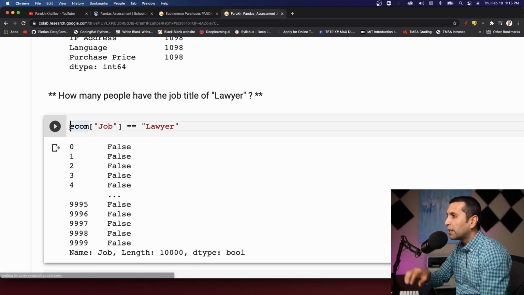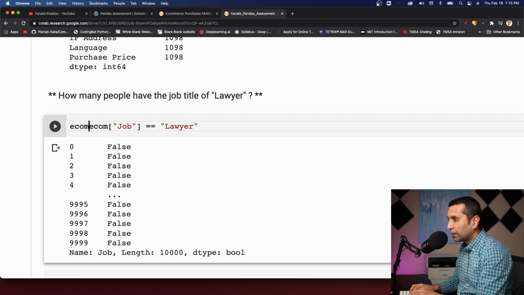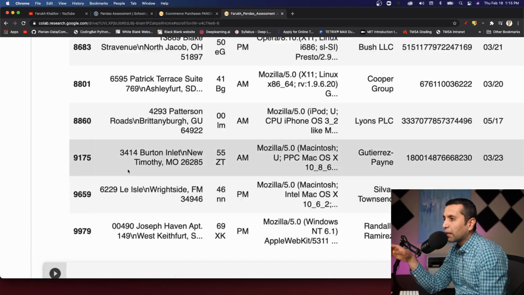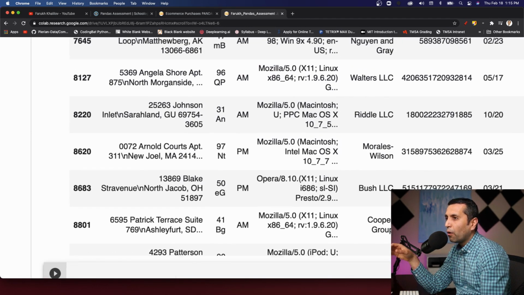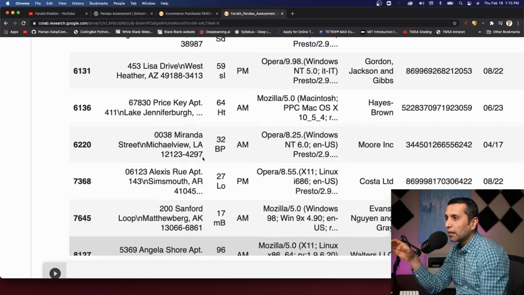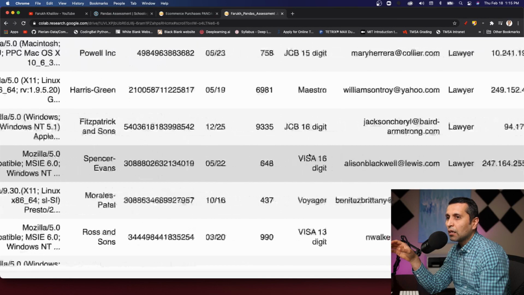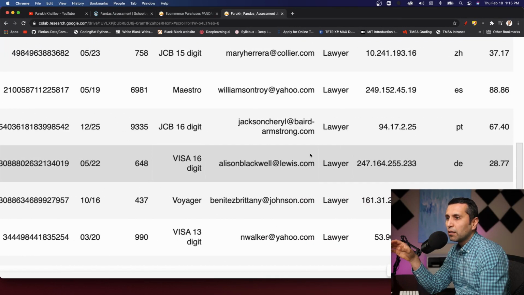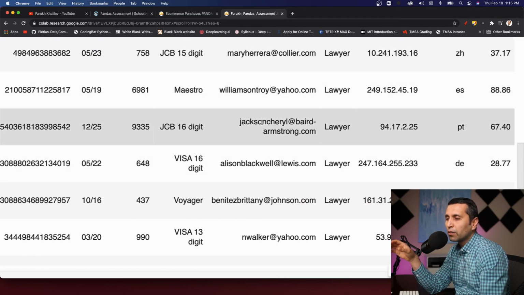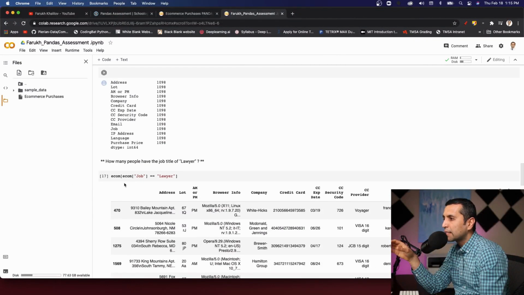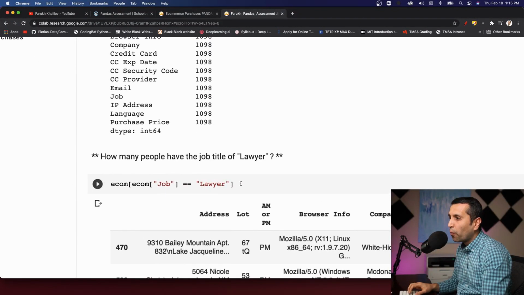But if I want to see it as a data frame entirely, what I need to put in my data frame is like that one as well. Perfect. So right now I have all my detailed information, and those transactions are with all lawyers. You see, I have a lawyer here, lawyer. Perfect.